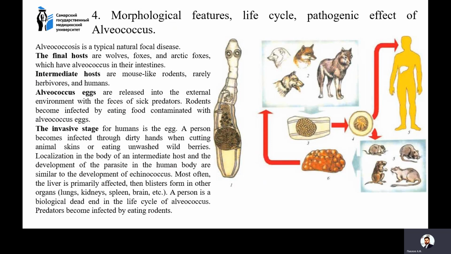Alveococcus is a typical natural focal disease. The final hosts are wolves, foxes, and Arctic foxes, which have Alveococcus in their intestines. Intermediate hosts are mouse-like rodents, rarely herbivores, and humans.